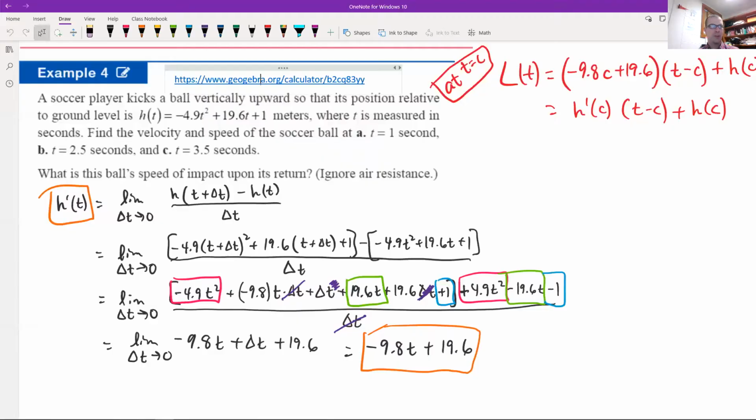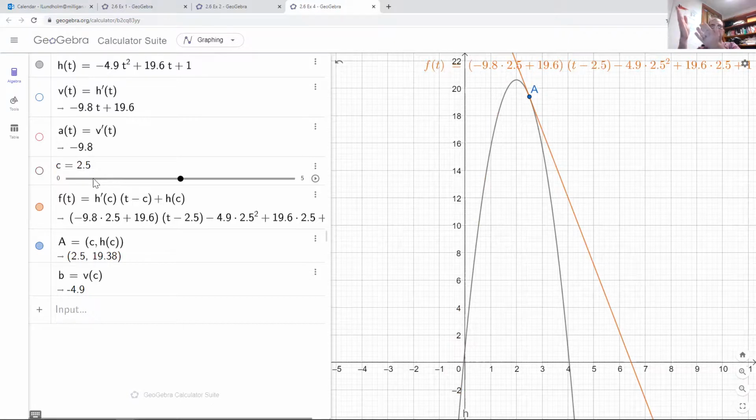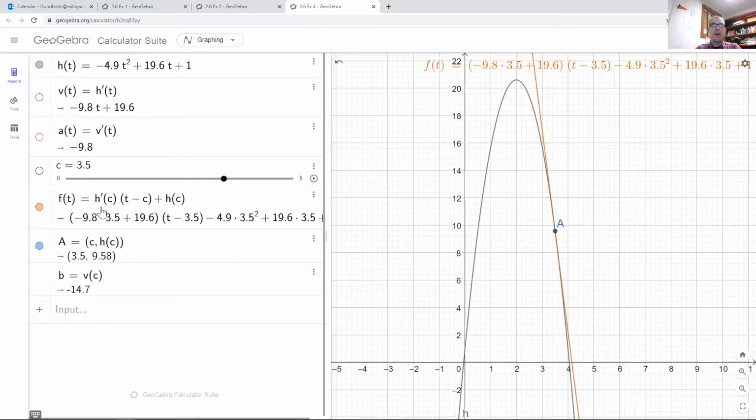And very similarly for the other ones, we need to do 2.5 and 3.5 seconds. 2.5 up there. We're at negative 4.9 for that one. But again, we're just plugging 2.5 into the derivative function. That's cool. And then 3.5. That is an even more steep tangent line, corresponds to a slope of negative 14.7. Cool.